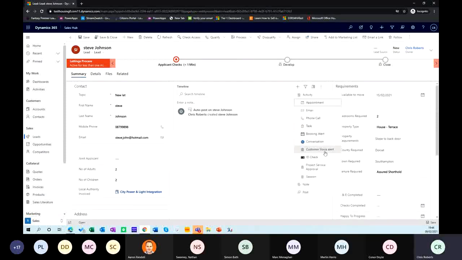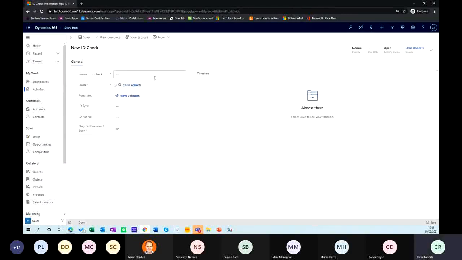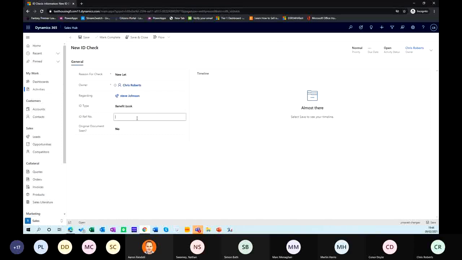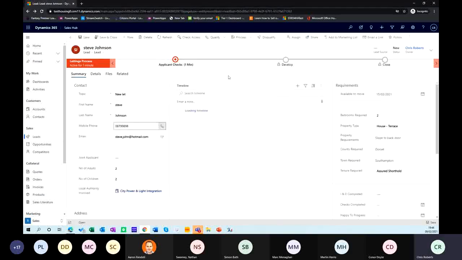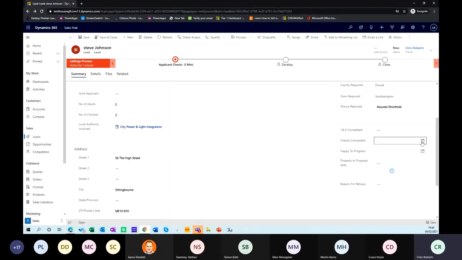Another thing we need to do is an ID check. So there's a custom activity which allows us to do this. What ID we've seen and the reference. And obviously we want to see the original document. We can just mark that complete. So you'd have your lettings team who would work on this, collect the ID, so we've got all the legal documentation we need. We'd put in the dates.